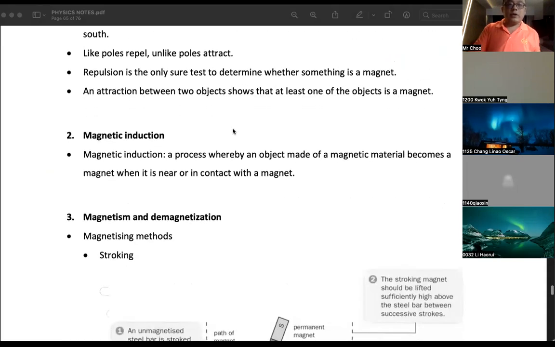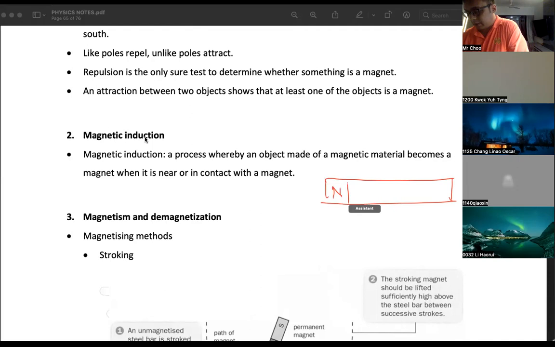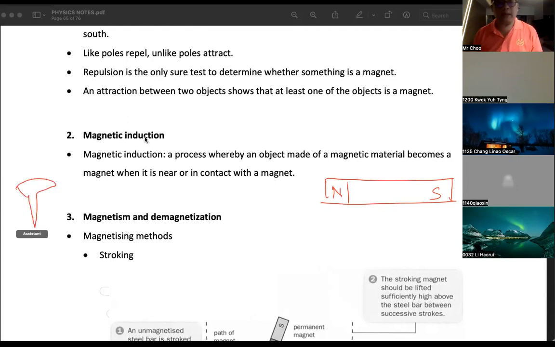Okay, so next we're going to talk about magnetic induction. Magnetic induction is how you make a magnetic material. For example, if I have a magnet here, this is a real magnet, and I have an iron nail. If the iron nail is far away, it is not magnetic. There's no north pole, no south pole. But when I put it near a magnet, what happens?